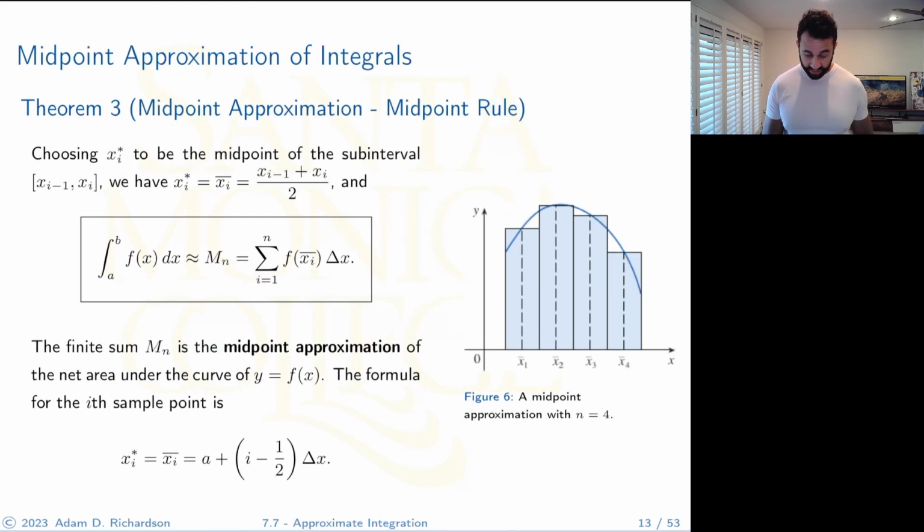All right, here's the formula for those points. If you need to find all those midpoints, you start at the left endpoint A, and then you add delta x this many times, i minus a half times, and that'll tell you how to get to these. To get to the first one, you start at A, which is right here, and then you add half of delta x. Then you add delta x to get to the next one, and then another delta x to get to the next one, and so on and so on.